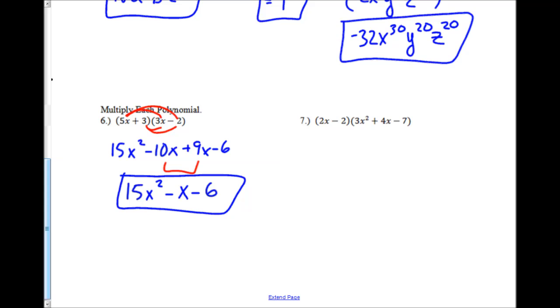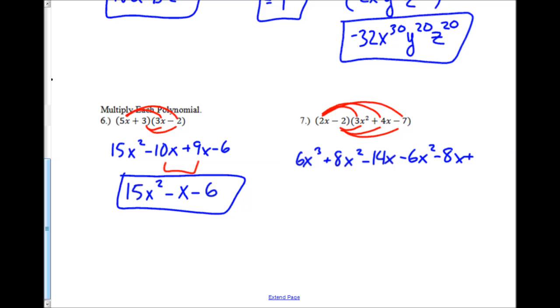I got to do the same thing with the next one. The next one I can't use FOIL for. I have to think of it in terms of distributing. So I distribute the 2x to all 3 of these terms. When I do that, I get a 6x cubed plus 8x squared minus 14x. And then I distribute the -2 to each term. That's going to give me a -6x squared minus 8x plus 14.